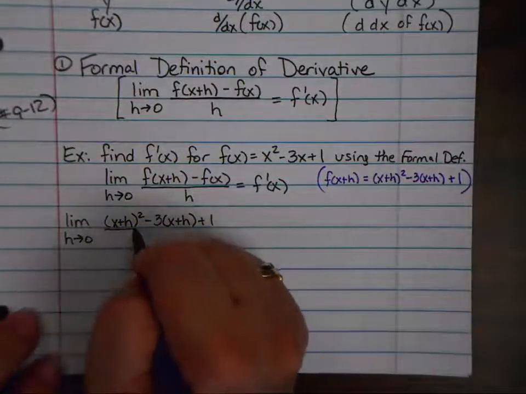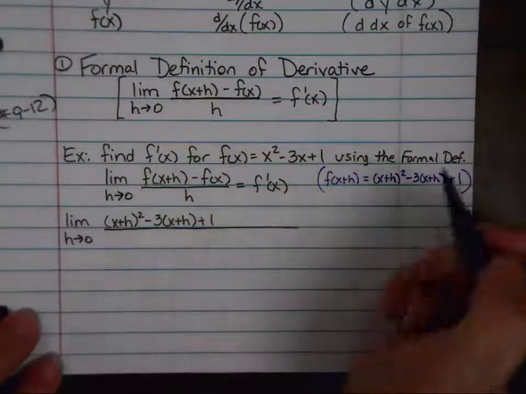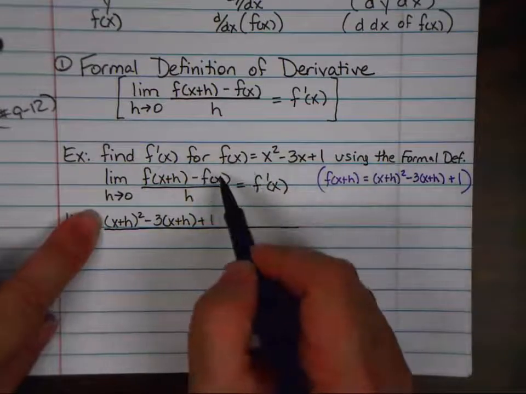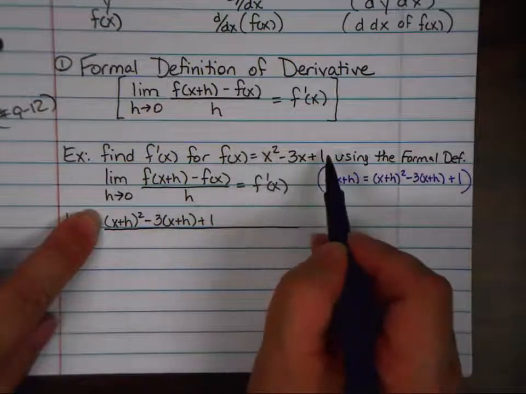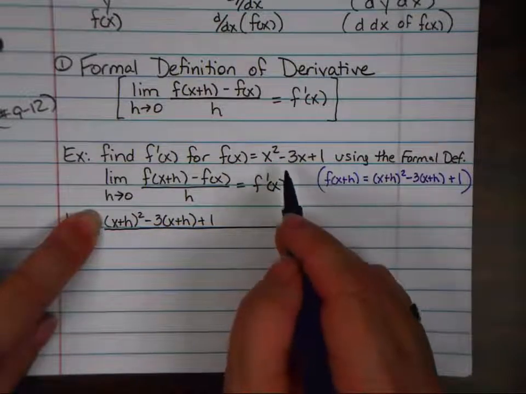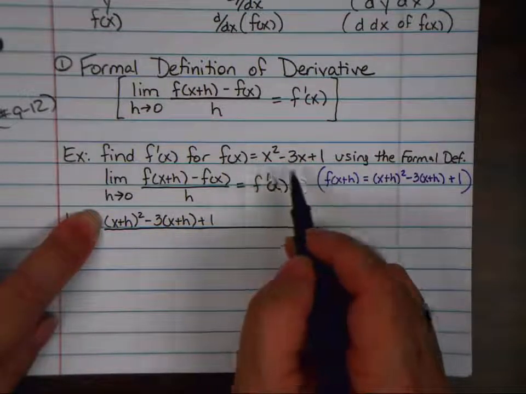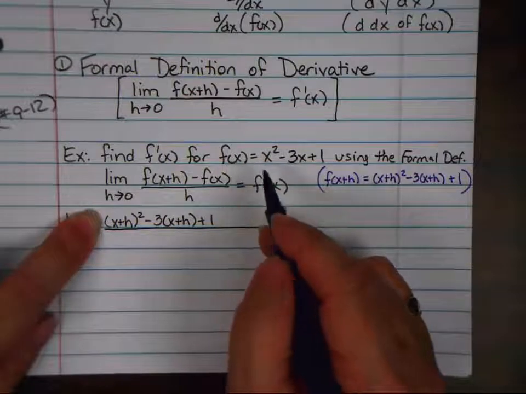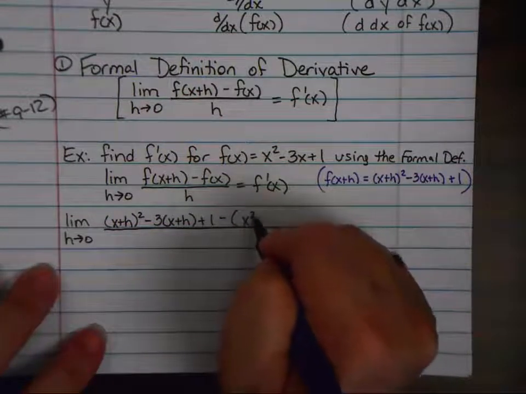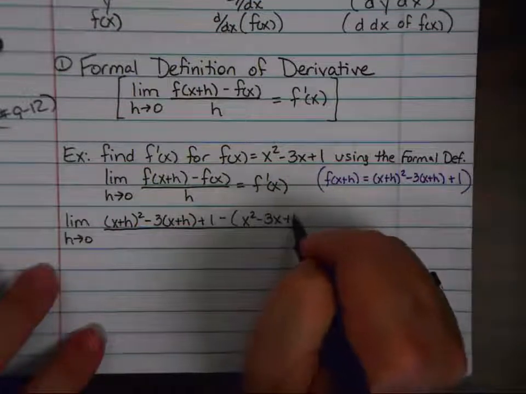I'm going to draw my fraction bar. So f of x plus h, which is all this mess, minus f of x. Now f of x is given to me in the problem. Since it is minus all of this, I have to do what with this? I have to put it in a parentheses, otherwise it's not going to work. So minus parentheses x squared minus 3x plus 1.